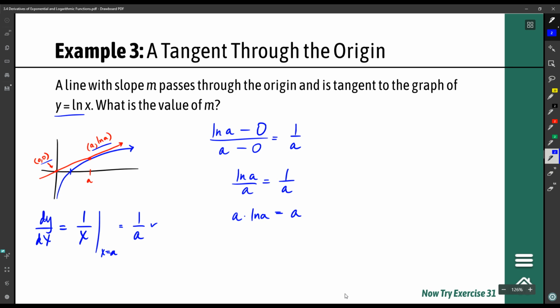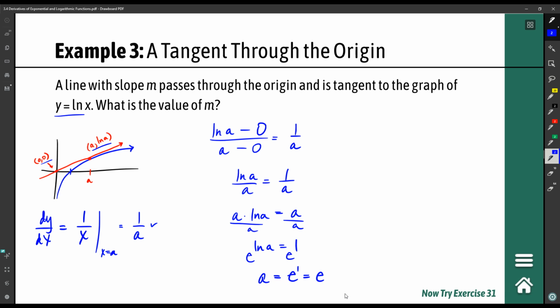All right, let's continue to solve for a. The next thing we can do is divide both sides by a, and that gives us the natural log of a equals 1. Finally, then, what we want to do is take e to the power of both sides. We'll undo that natural log and solve for a. So this will give us a is equal to e to the power of 1, or just e.